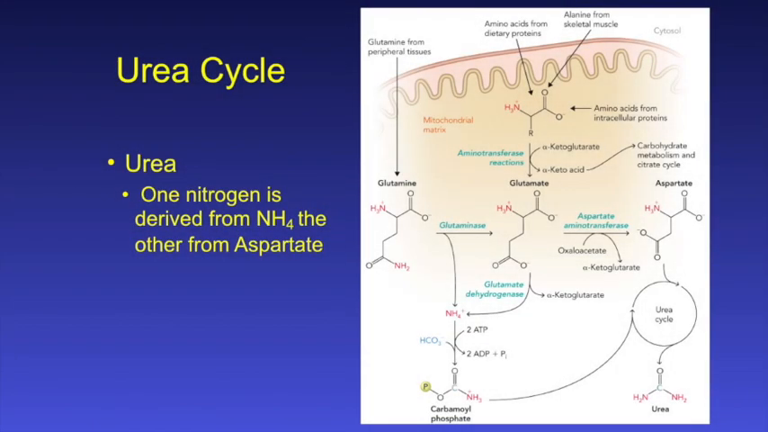Okay, the urea cycle, one of the nitrogens of urea is derived from the ammonium that is released from any of the amino acids, and one of the other ones comes from aspartate. But you got to remember what urea looks like. Okay, urea looks like this. What color is urea? It is clear. You may think it's yellow until you actually go into lab and actually work with it.